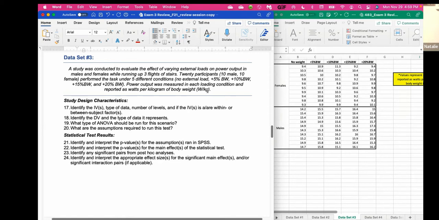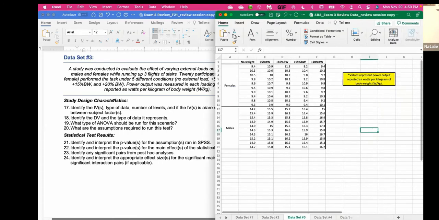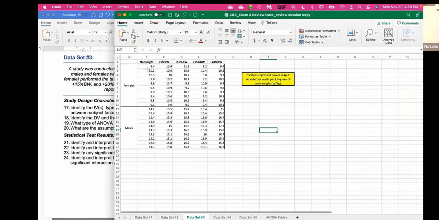normalized by their body weight or body mass. Okay, so it's reported as watts per kilogram. So that's what's shown in our data here, where each of these values represents their power output. And then I've organized, this is the chunk for females, this is the chunk for males.